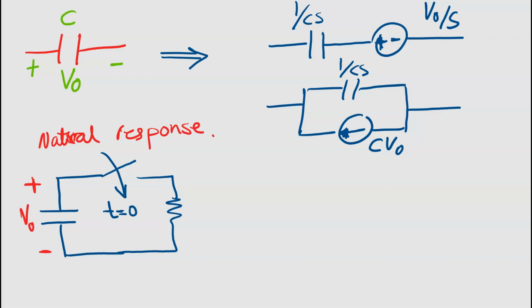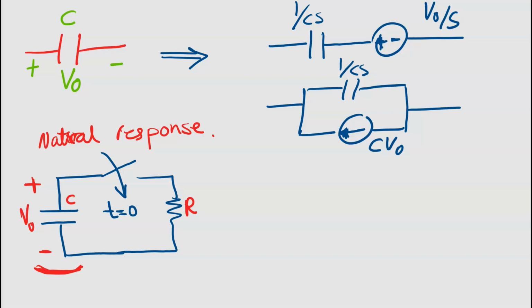So in order to solve the circuit, here I have C and here I have R. In order to solve, what I have to do is model my capacitor by one of these two equivalent circuits. Let's go with the first one. So I'm going to solve it with the first one.